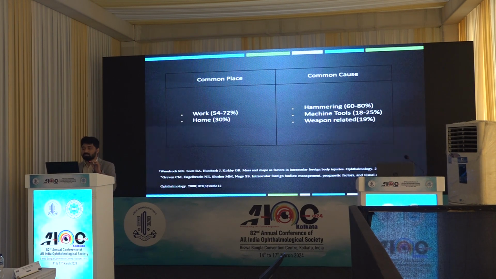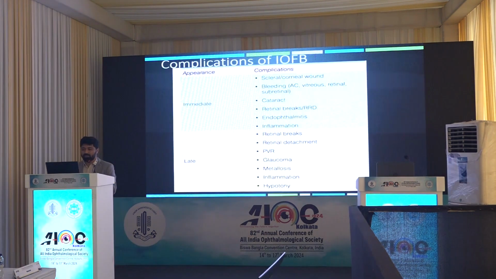The commonest cause, in 60 to 80%, is hammering. If the patient comes with a trauma and gives a history of chiseling or hammering something, always with a breach in the eye wall, always suspect an intraocular foreign body. Even if your B scan is not able to pick it up, to be safe medico-legally, if you have time, get a CT scan done. Most of the time the patient may say it didn't go inside, it fell off, but still you need to rule out the intraocular foreign body.